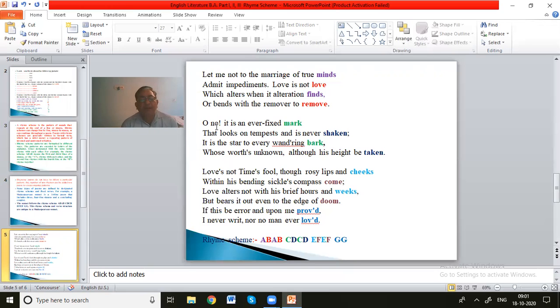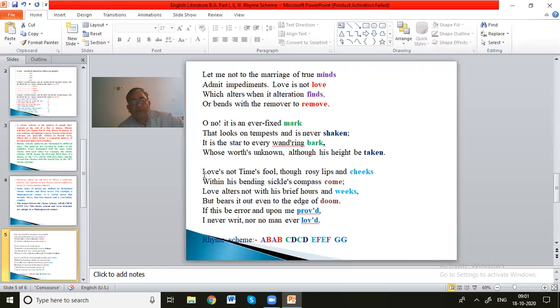Now see the fifth line. Oh no, it is an ever fixed mark. This is the fifth line, a different sound, so we have designated it with C. That looks on tempest and is never shaken. It is another different sound, so we have designated it with D. It is the star to every wandering bark. Now bark rhymes with mark, so it is C. Whose worth's unknown, although his height be taken. Taken matches with the second, so it is D.